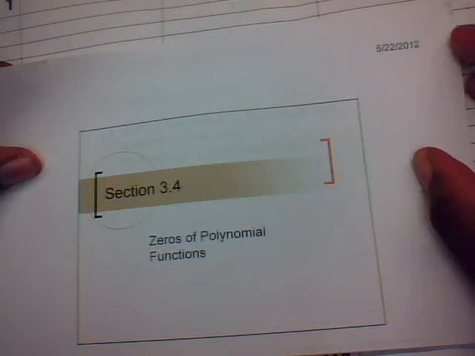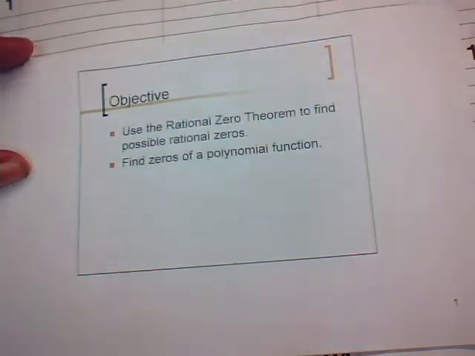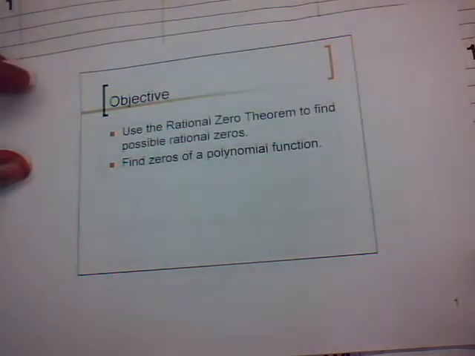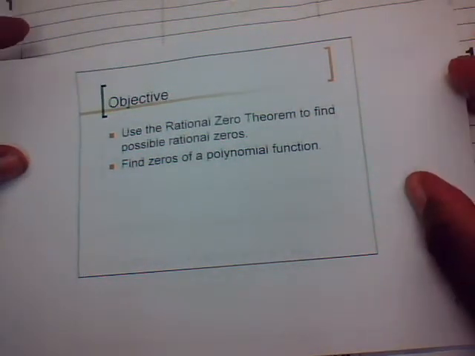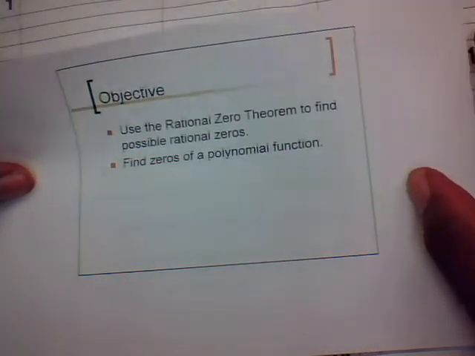Right. This section deals with the zeros of polynomial functions. And out of that section, we're going to be using the rational zero theorem to find possible rational zeros and also find the zeros of a polynomial function.